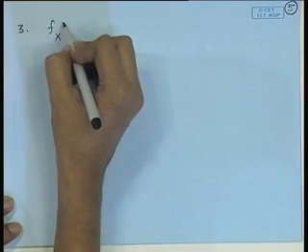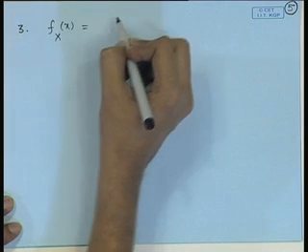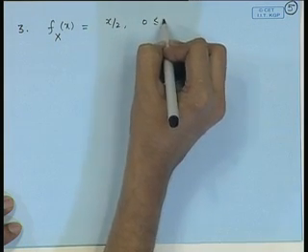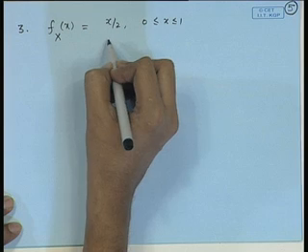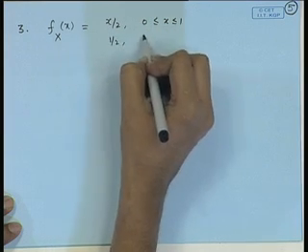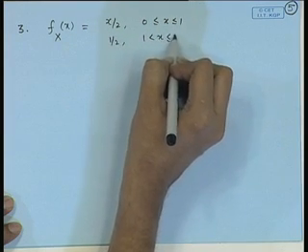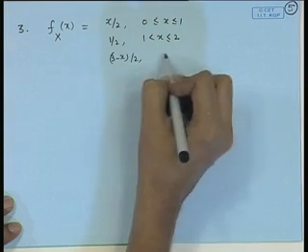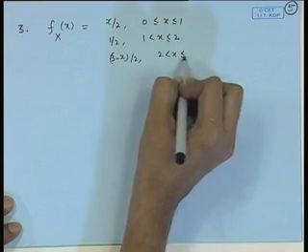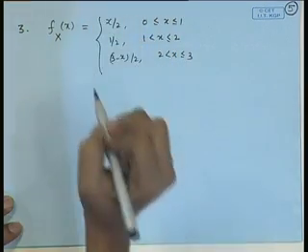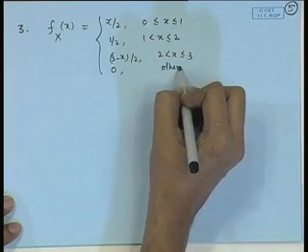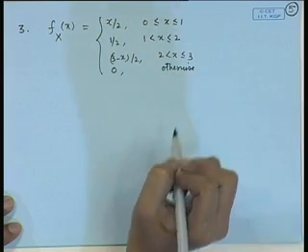Suppose x is a continuous random variable with the density function, say x by 2 for 0 less than or equal to x less than or equal to 1, it is half for 1 less than x less than or equal to 2, it is 3 minus x by 2 for 2 less than x less than or equal to 3. It is 0 at all other points.